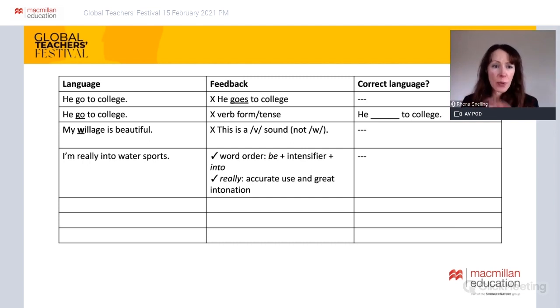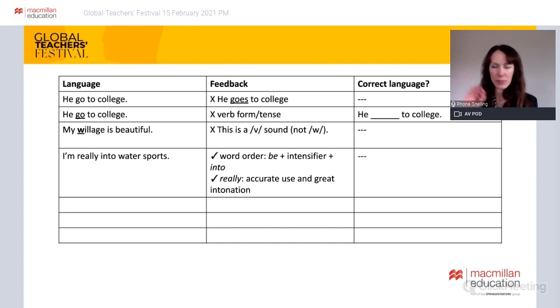It's an example that says, "I'm really into water sports." And there's a tick for the good language. So the word order is good. There's be plus intensifier and there's "into." Another tick for really accurate use and great intonation by the student, for example. And I've added this one in because I'd certainly like to encourage you to give feedback on all the language that your students offer to you. It's important that we recognise we're listening to all of that output and we're paying attention to it.